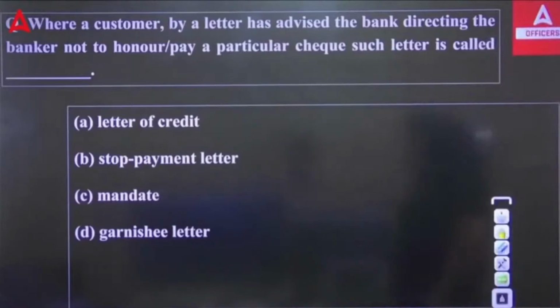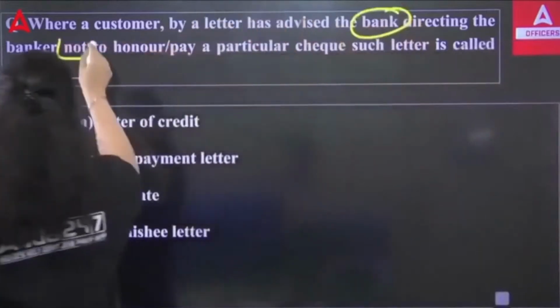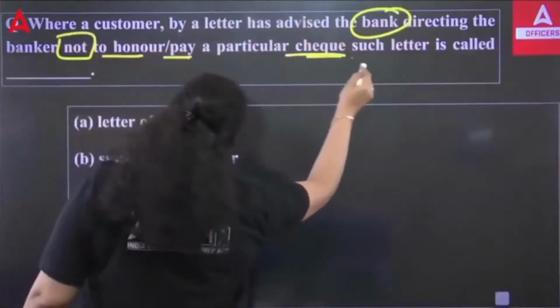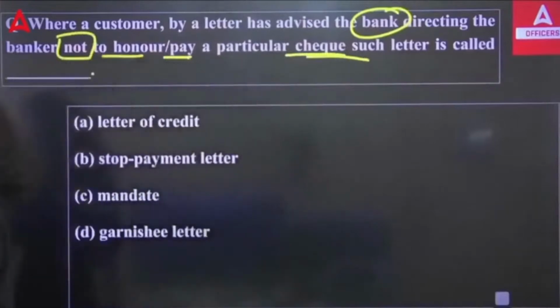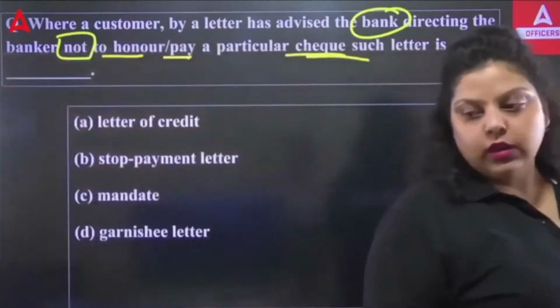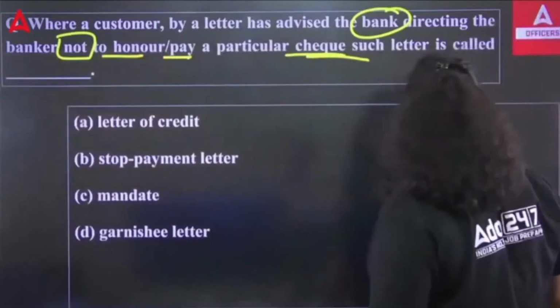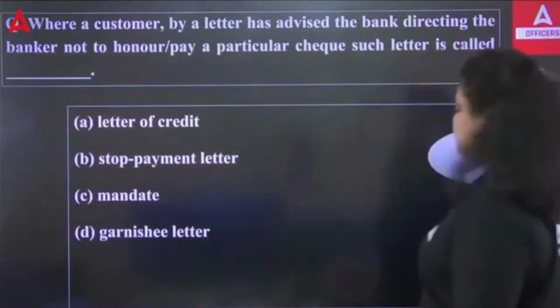So in which condition, when a customer has advised the bank, directing the bank not to honor or pay a particular check, is such a letter called a letter of credit, stop payment letter, garnishee order or mandate? So the right answer is stop payment letter. Okay, so the right answer will be stop payment letter.